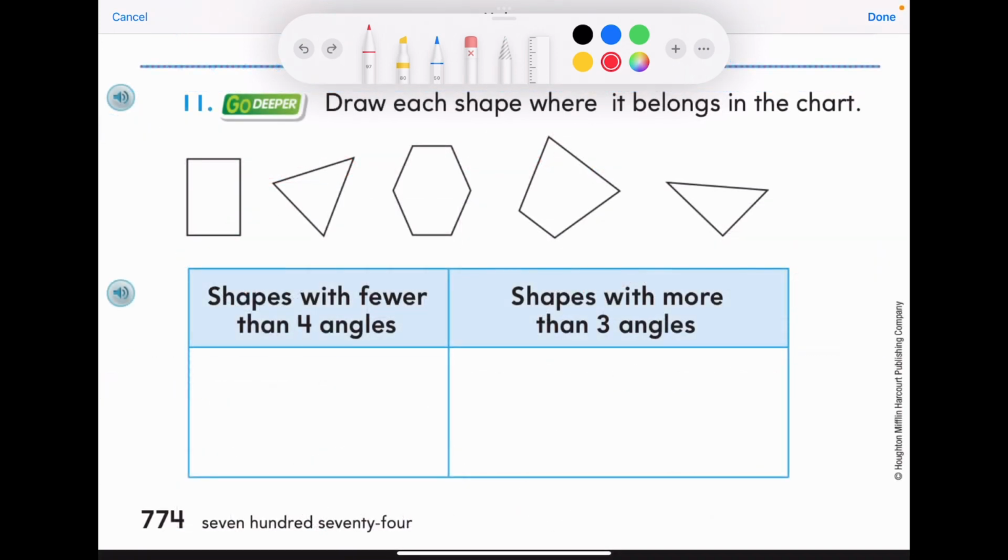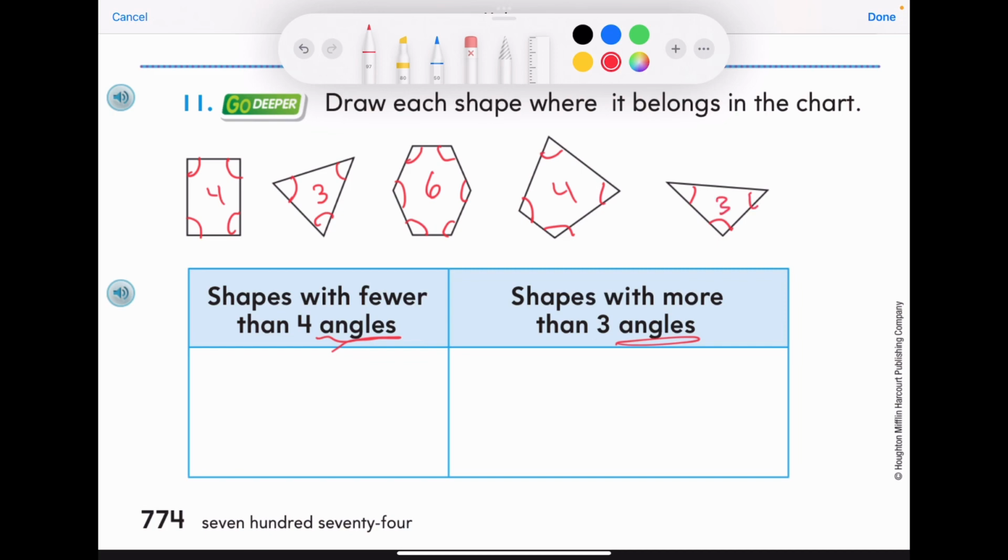Number 11 tells me to draw each shape where it belongs in the chart. Notice how we're looking at angles on both sides. So before I start, I'm going to draw to show my angles. So there's 4 angles in here, 3 angles in here. I'm just finding my angles here. So I did 1, 2, 3, 4, 5, 6 angles there. 1, 2, 3, 4 in here. 1, 2, 3. I have 3 in here.